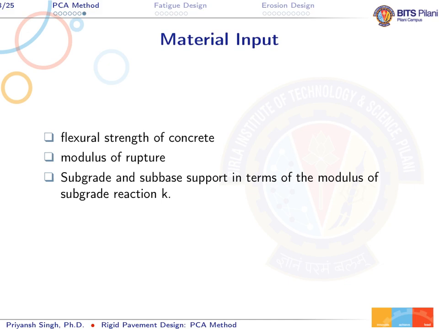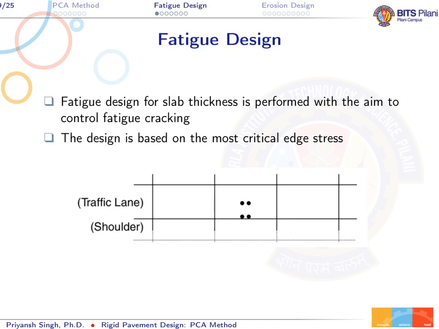In terms of material properties, the inputs required will be flexural strength of the concrete, modulus of rupture MOR, and subgrade and subbase support in terms of modulus of subgrade reaction k will be required. So as we have already seen, there will be two failure mechanisms in this design process. One is the fatigue and second is erosion. So let's first address the fatigue mechanism of failure.